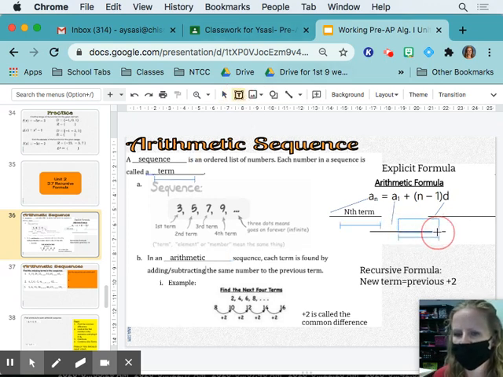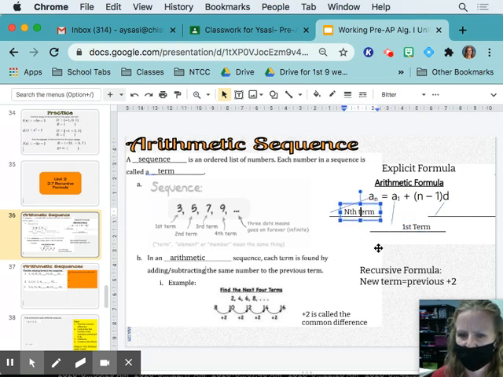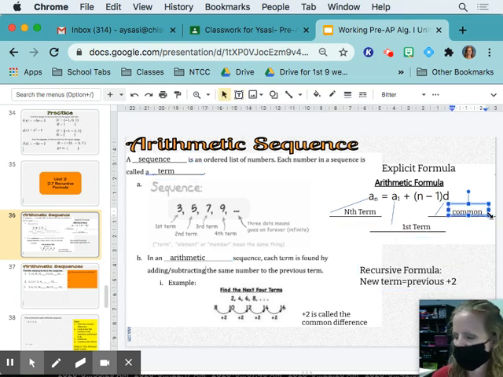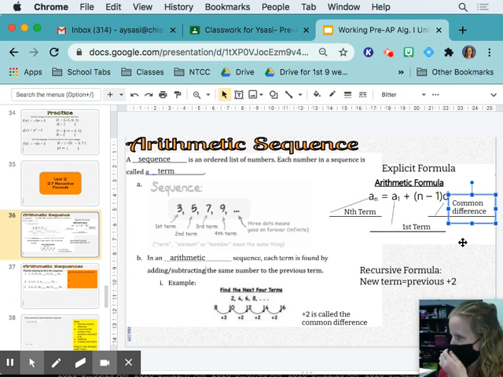And then A1, what do you think that means? If N is 1, what term is that? It's our first term. N is the term that we are finding, minus 1. And then D is that common difference that we can find whenever we figure out what the pattern is. Okay, so this is just identifying some vocab and the formulas. So once you actually see it in action, it might make a little bit more sense, hopefully.